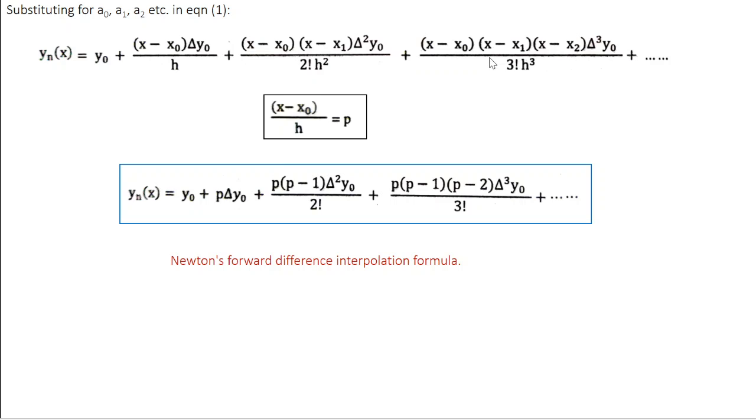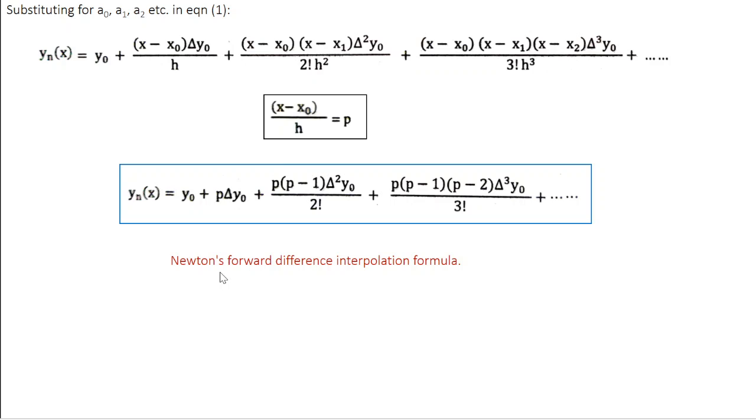Okay. Now if you look at this equation, (x minus x0) by h is a common factor from the second term onwards, so I am going to define it as p, (x minus x0) by h equal to p. I can rewrite this equation in terms of p. That will give a nice shape to this equation. So my nth degree polynomial connecting the x and y values, yn of x equal to y0 plus p into delta y0 plus p into (p minus 1) delta square y0 over 2 factorial plus p into (p minus 1) into (p minus 2) into delta cube y0 over 3 factorial all the way to the n minus 1th difference.